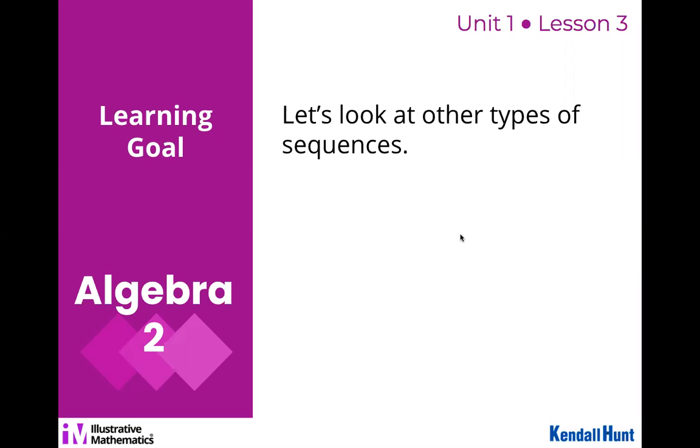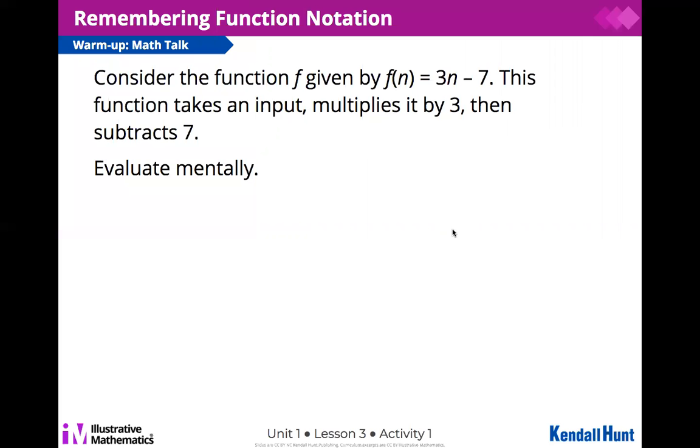It's something I know you guys have seen before and you've worked with before, but I just want to make sure we recognize it because it is another way that we're going to be able to identify these sequences and represent the patterns and the rules that go along with them. So you guys will probably recognize this. It says consider the function f given by f of n equals 3n minus 7.